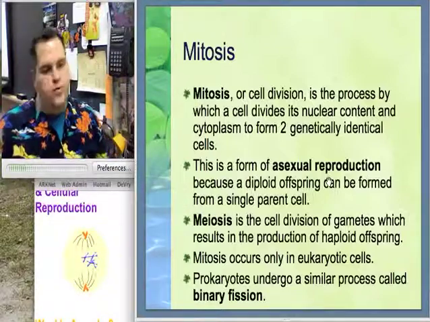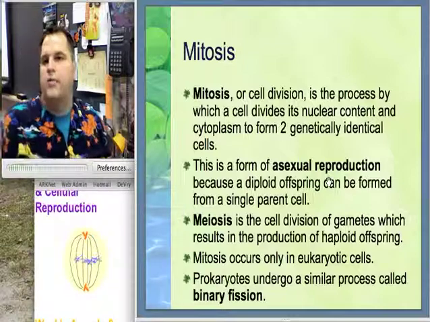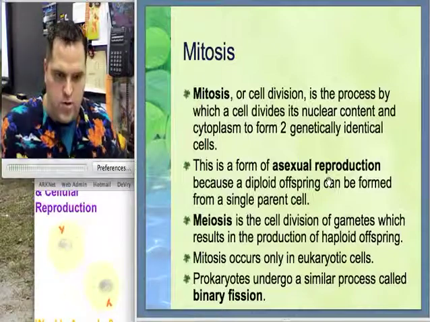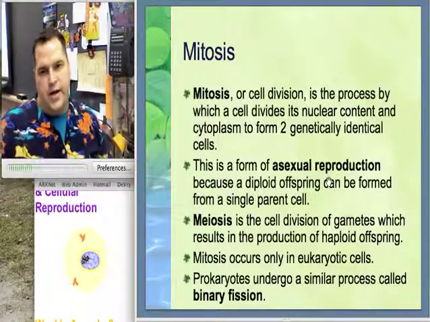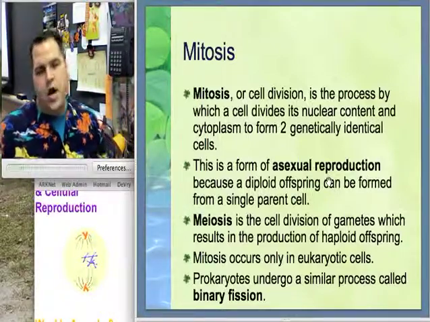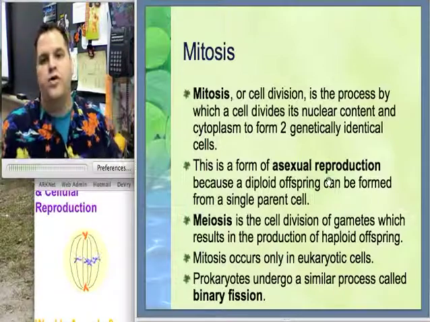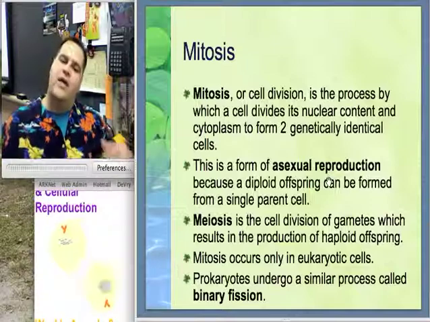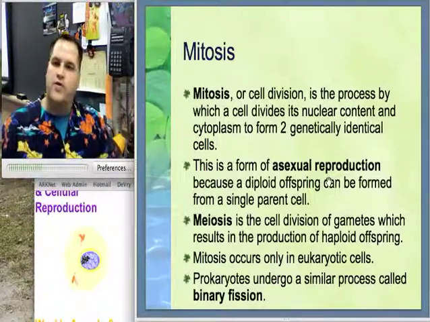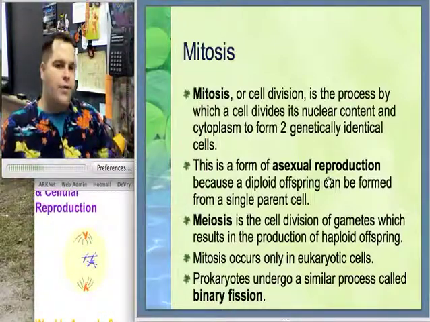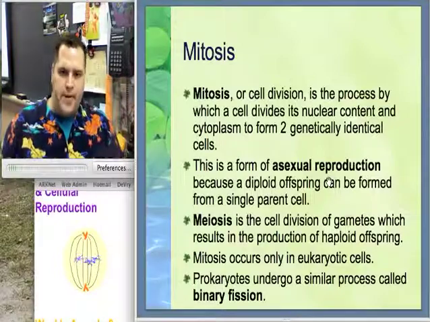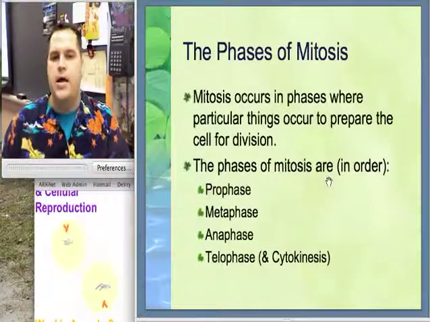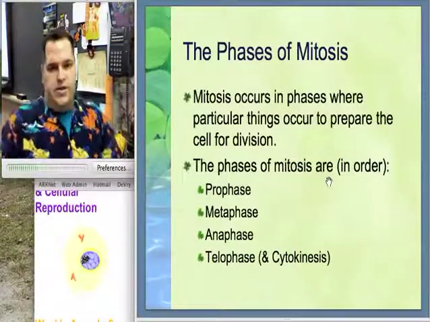Mitosis occurs only in eukaryotic cells, which are everything that we know of except for bacteria. Bacterial cells, or prokaryotes, undergo a similar process called binary fission. Now, we're not going to get deep into binary fission, but you do need to know that the process by which bacteria replicate and the process by which all other things replicate are different. And binary fission happens much faster, which explains why bacteria can grow much quicker than, say, some other cells like ours. Okay? Now, the phases of mitosis are pretty simple.